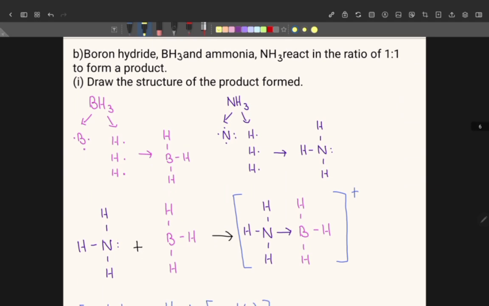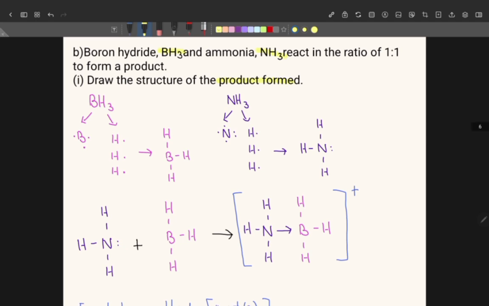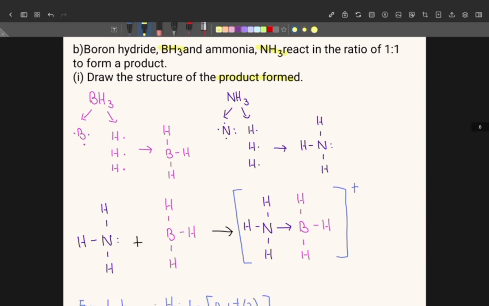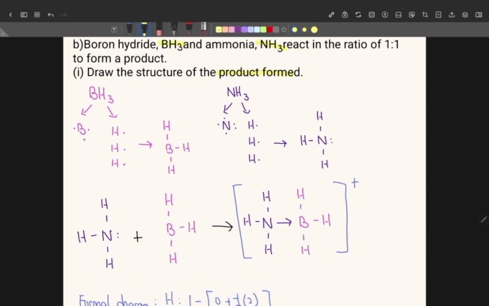B. Boron hydride, BH3, and ammonia, NH3, react in the ratio 1:1 to form a product. Draw the structure of the product formed. So we need to draw the structure. First we need to draw the Lewis structure for BH3 and NH3. For BH3, B has 3 valence electrons, H has 1, but we have 3 H.